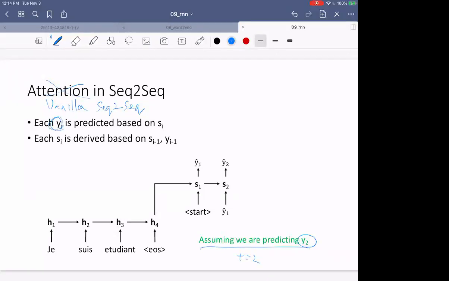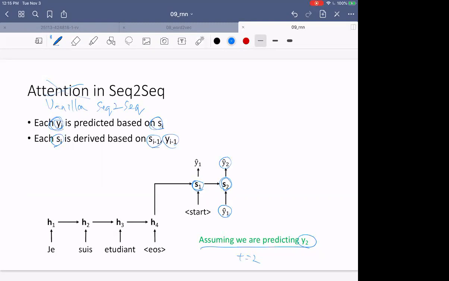Each yi is predicted based on si. I'm talking about the vanilla RNN, vanilla sequence to sequence. Y2 only depends on s2, right? So yi is based on si, and si is derived from si minus 1 and yi minus 1. Exactly like this: s2 is derived from s1 and y1, right? So that's pretty obvious. I hope this is super clear. So this is the vanilla RNN.